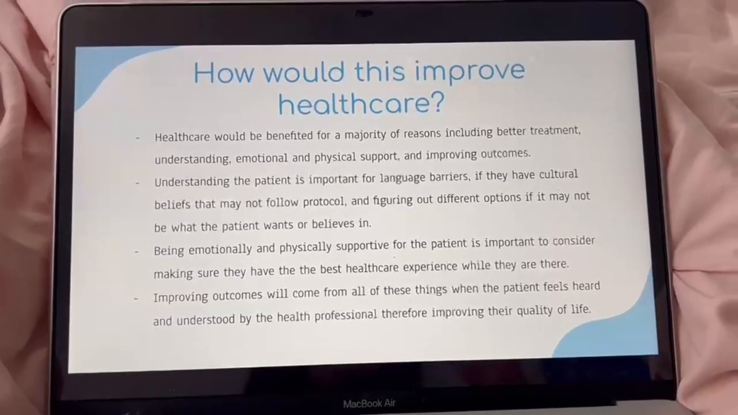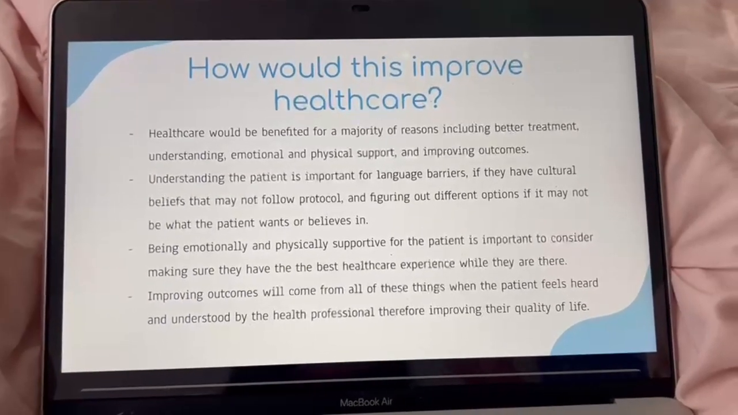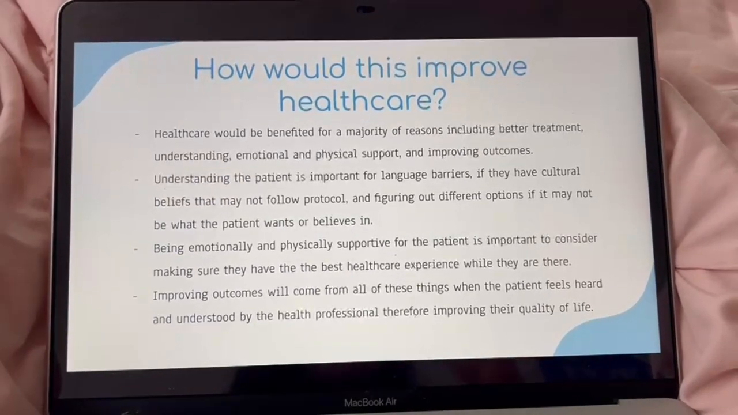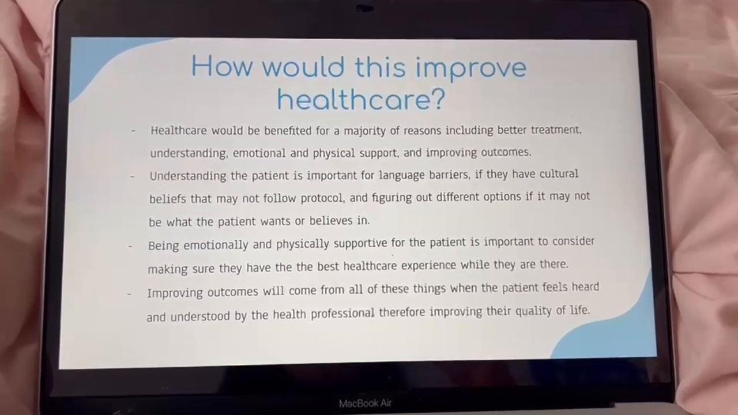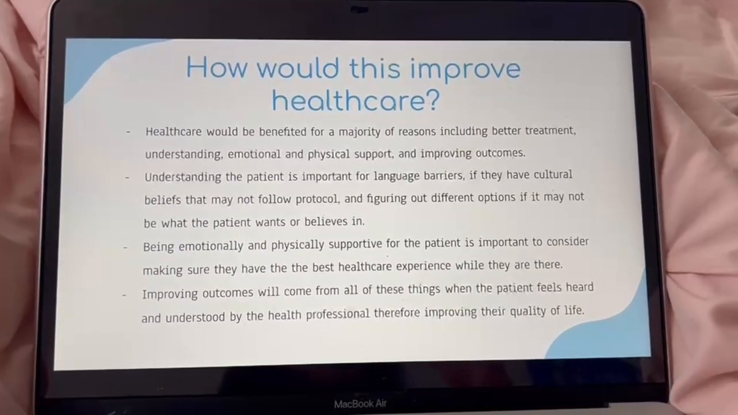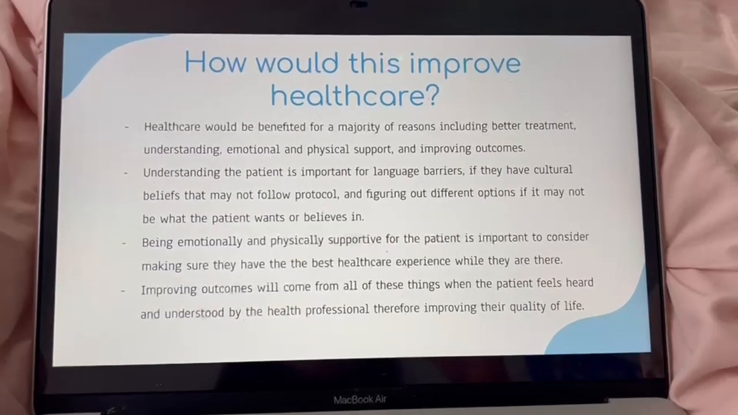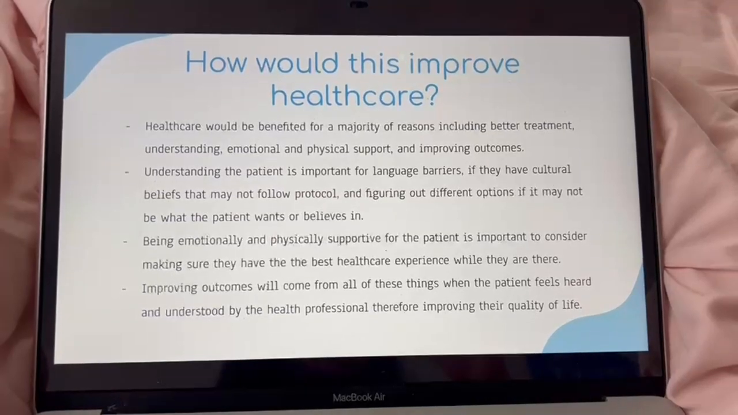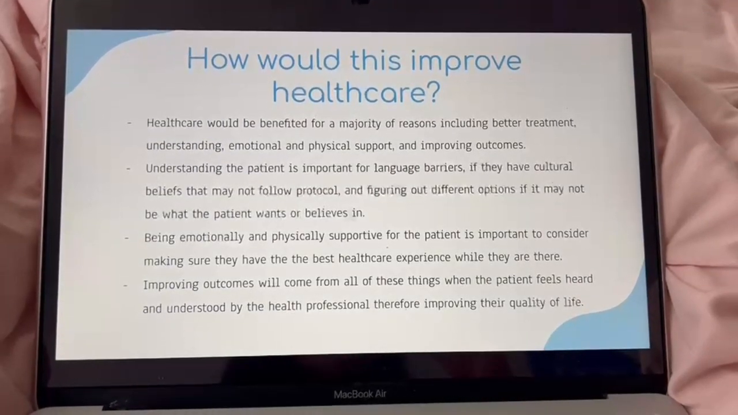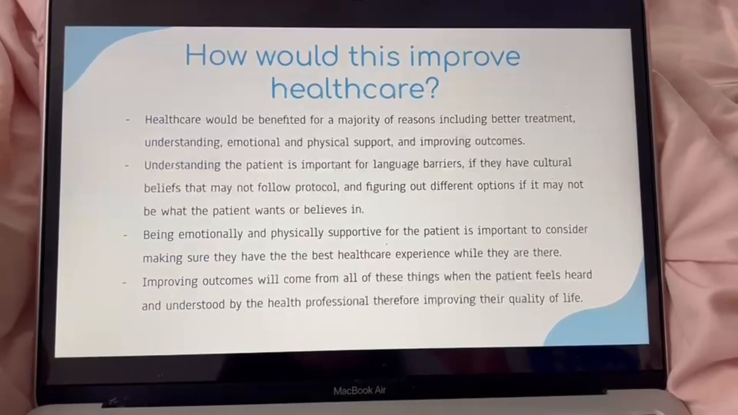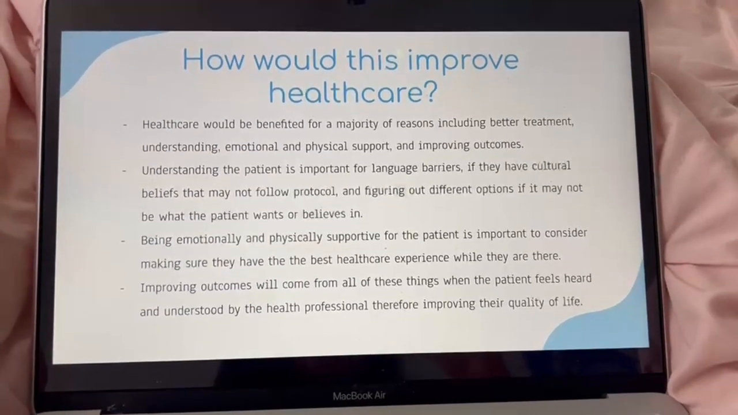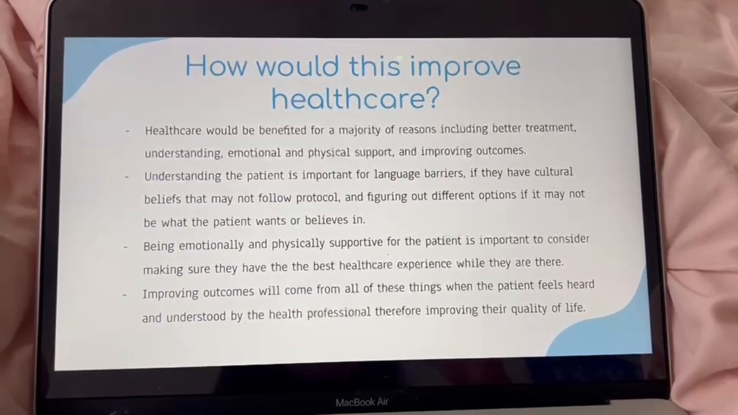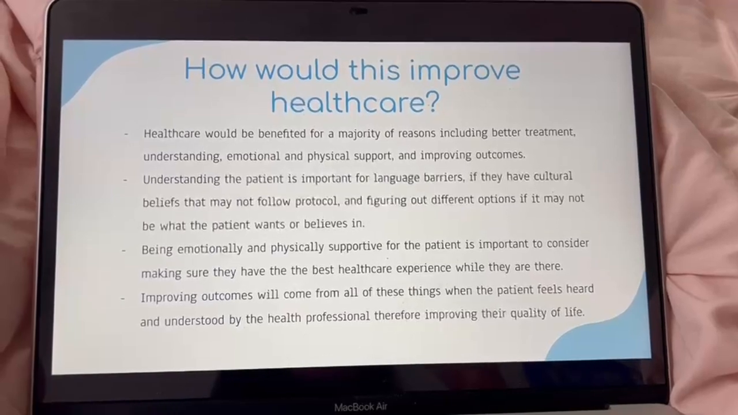And how would this improve healthcare? Healthcare would be benefited for a majority of reasons, including better treatment, understanding, emotional and physical support, and improving health outcomes. Understanding the patient is important for language barriers, if they have cultural beliefs that may not follow protocol, and for figuring out different options if it may not be what the patient wants or believes in. Being emotionally and physically supportive for the patient is important to consider, making sure that they have the best healthcare experience while they're there. Improving outcomes will come from all these things when the patient feels heard and understood by health professionals, therefore improving their quality of life.